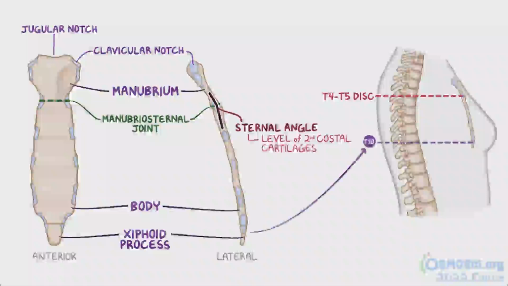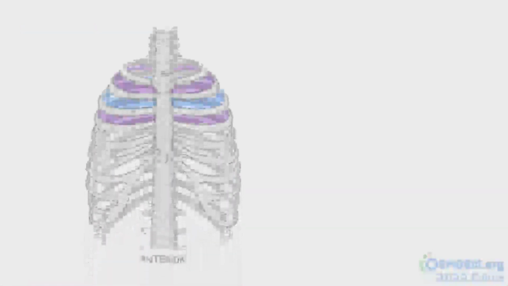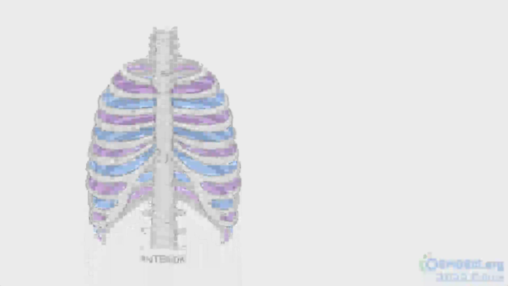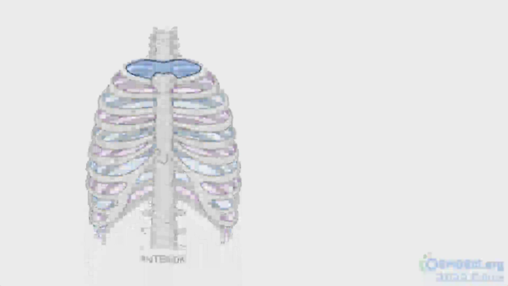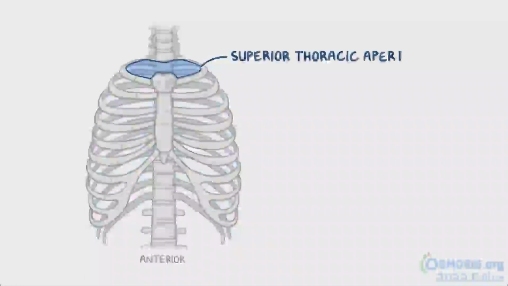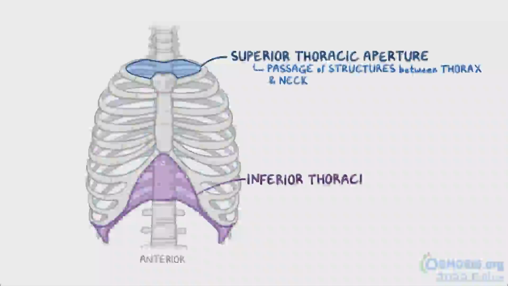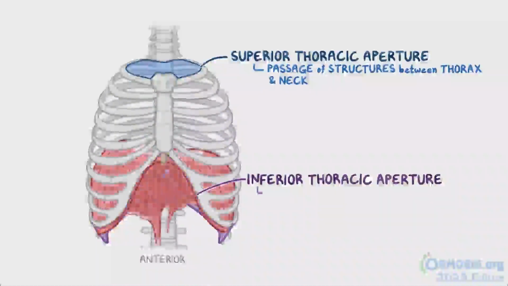The ribs and their costal cartilages are separated from one another by the 11 intercostal spaces, and each space gets its name from the rib that forms the superior border of the space. The superior thoracic aperture allows passage of the structures between the thorax and the neck, while the inferior thoracic aperture is bounded inferiorly by the diaphragm and is where structures pass to and from the abdomen.